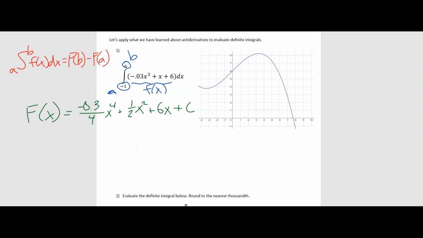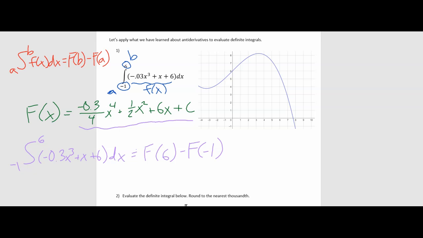So maybe you got here, maybe you didn't. I'm going to write the whole thing out again. So this integral is equal to F of 6 minus F of negative 1. And we know, sorry, when I say f, I should say capital F because we have two different f's here.